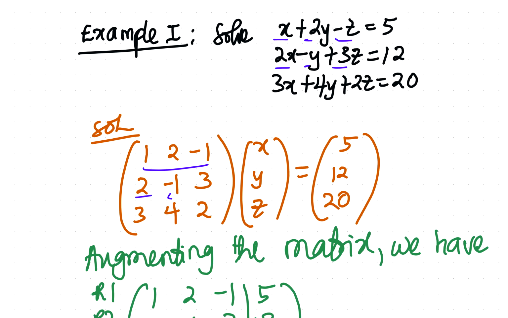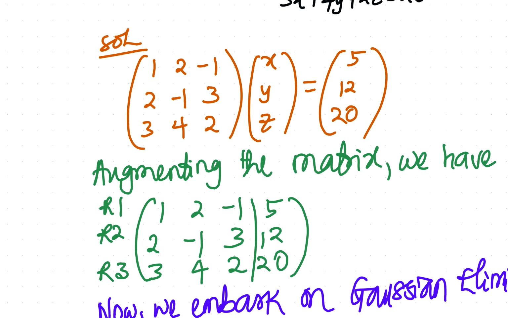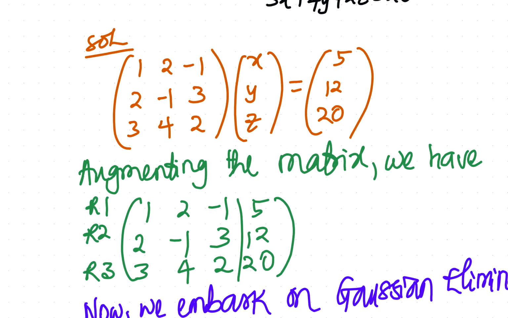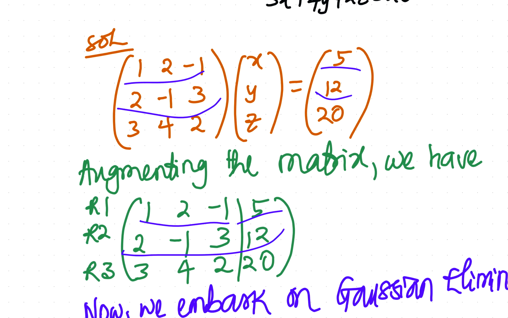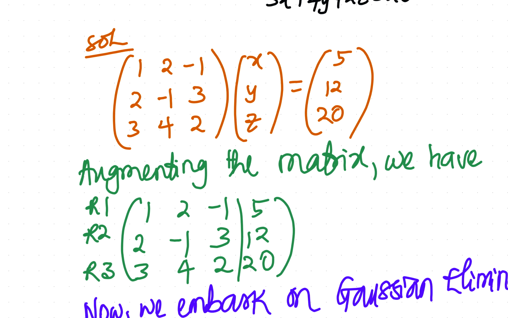So now that you've made the system into matrix form, the next thing you want to do is to augment the matrix. Augmenting the matrix, we have 1, 2, minus 1. Then this 5 comes here. That's the augmentation we are talking about. 2, minus 1, 3, 12. 3, 4, 2, 20. So you rest this guy for now. Of course, it's not like its end has come. You're still going to need it in future when you get to where you're going. But we are resting it now so we can move on. Okay, so this is the augmented matrix.